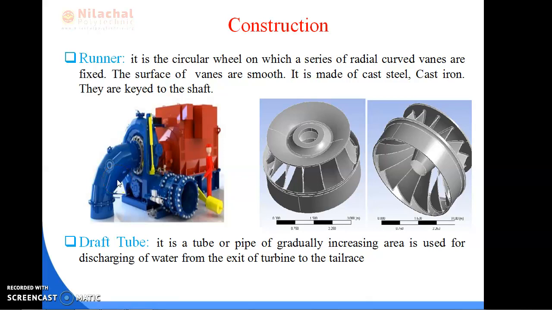The main function of the draft tube is to drag the water from the outlet of the turbine unit to that of the tail race. This is a gradually increasing area, by which we can increase the pressure of water at the exit of the turbine outlet, and thereby we are making a difference of pressure, and the liquid is transmitted from the outlet to that of the tail race level of the turbine unit.